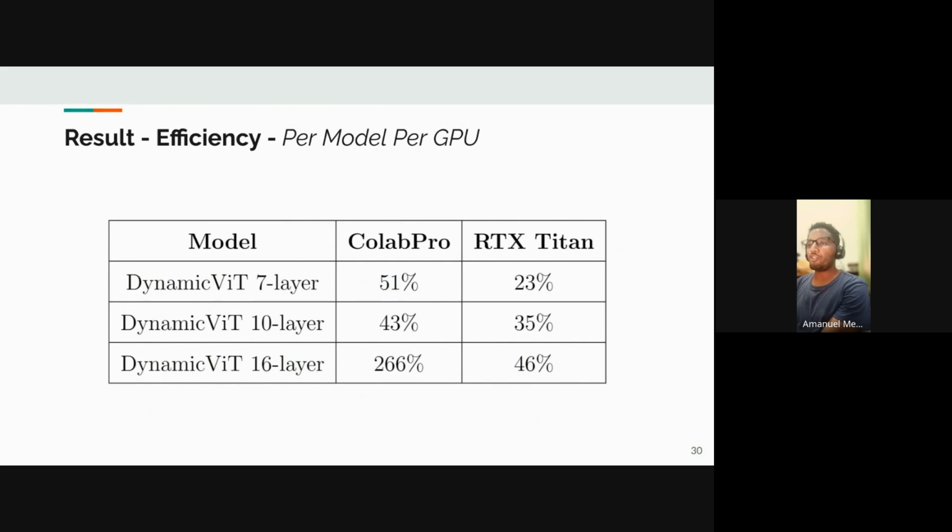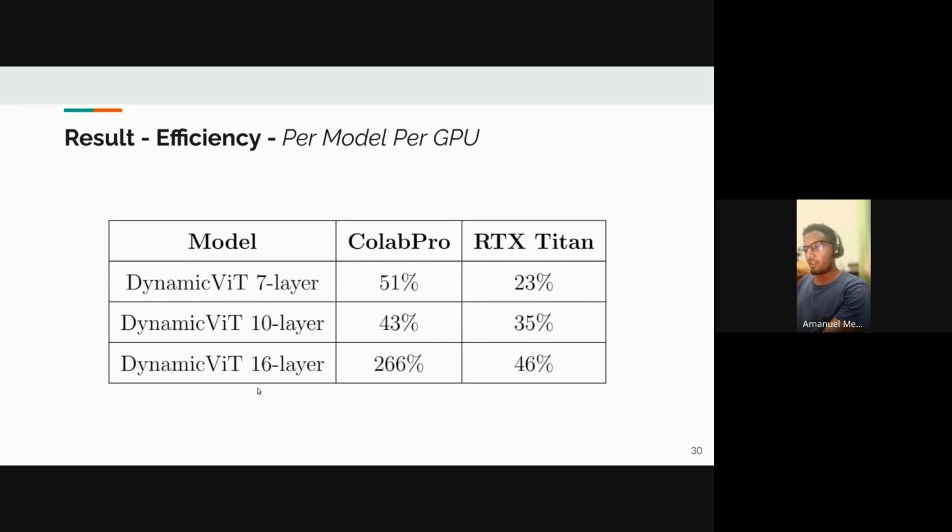This is per GPU per model. I tested it on Colab Pro. I don't know what GPU they use. This is on an RTX Titan GPU, and on Colab Pro, we get 51%, 43%, and this is the last one.